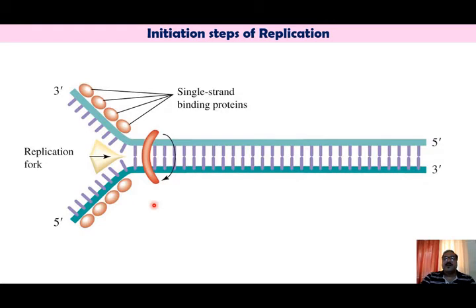Similarly, the single-stranded binding proteins now get attached to the single-strand DNA so that they prevent the rejoining of these two strands. That is the main function of the single-strand binding proteins. If the single-strand binding proteins do not attach to the unwound DNA strand, there is every possibility that these released DNA strands may get rejoined. So to prevent this, the single-stranded binding proteins attach to the open strand of DNA and keep it single-stranded, and the helicase enzyme proceeds further in the 5' to 3' direction.